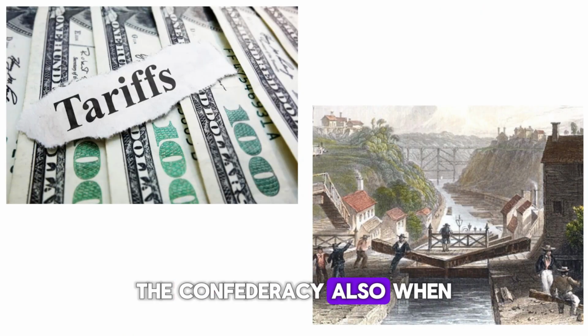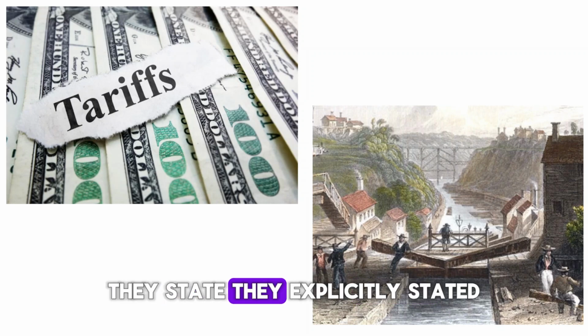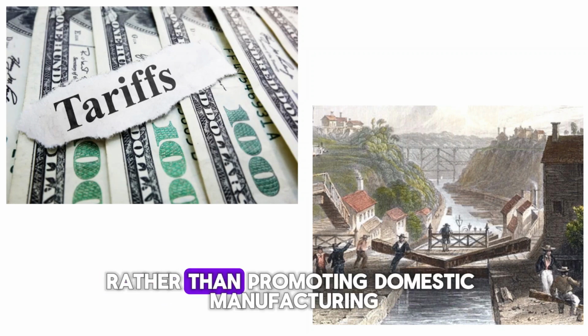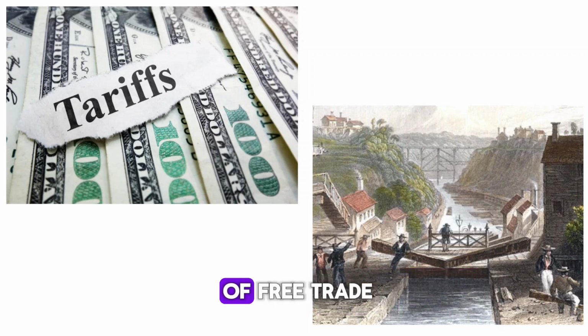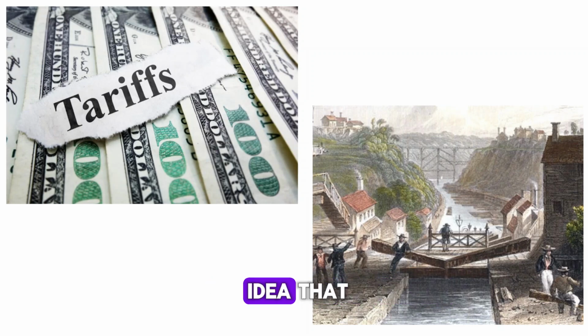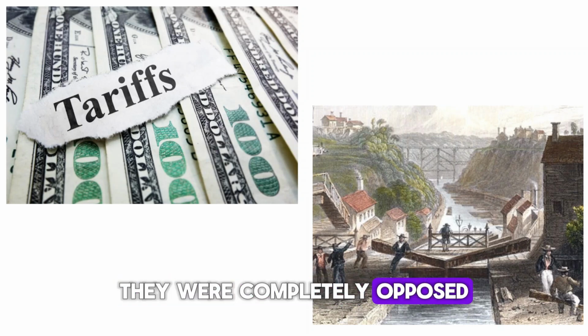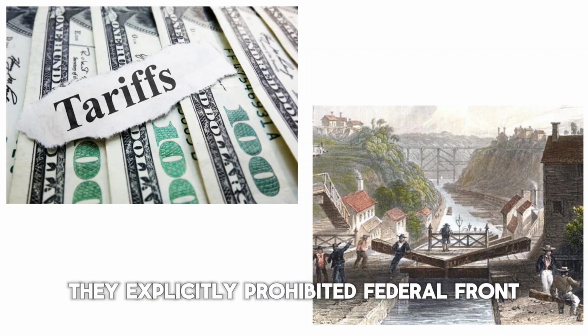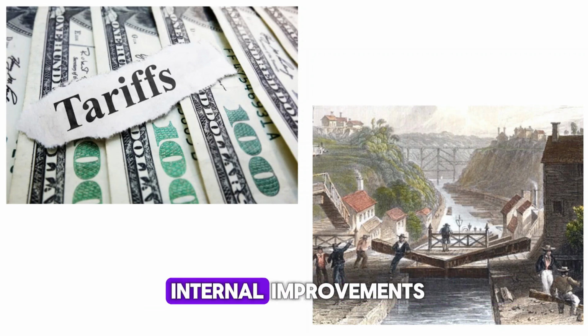When it came towards tariffs, the Confederacy explicitly stated that tariffs were for revenue only, rather than promoting domestic manufacturing, which was in line with their whole view of free trade, as well as the idea that they were completely opposed to internal improvements, and in fact, in their constitution, they explicitly prohibited federal funds from going towards internal improvements.